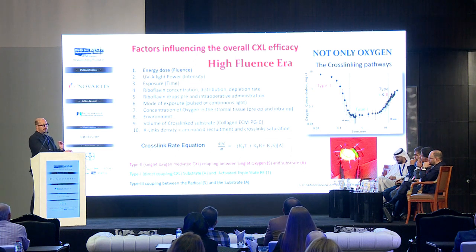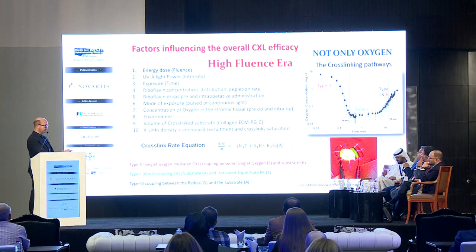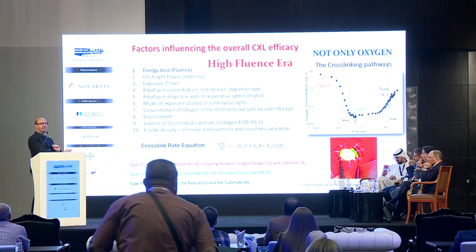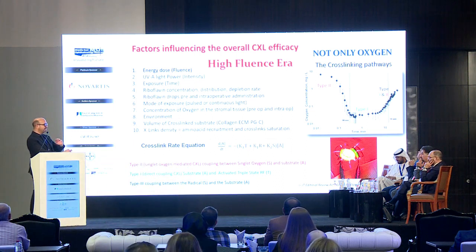The type 1 in low oxygen is based on 2 factors. It is directly proportional to the concentration of riboflavin and to the fluence. We are now in the era of high fluence. This is the novelty.